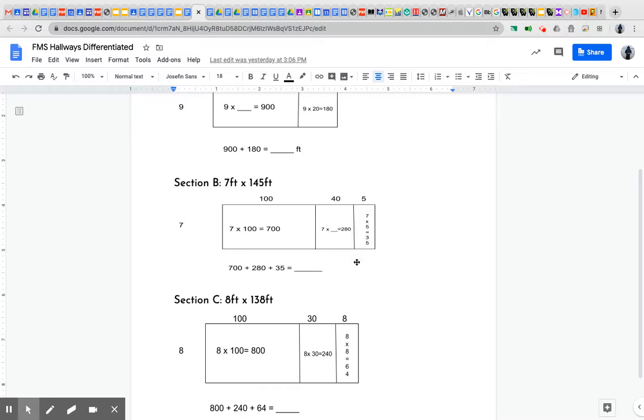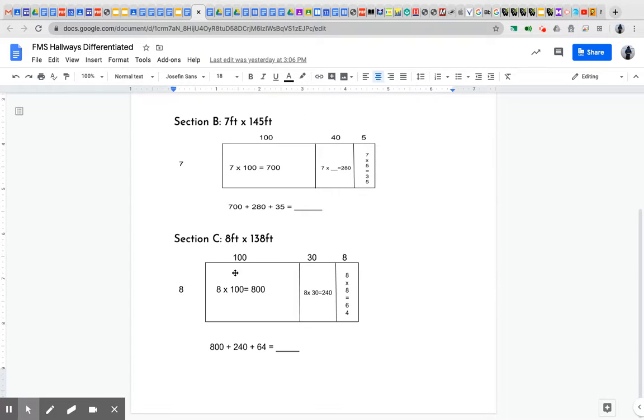Now, I just have to add up my partial products. 700 plus 280 plus 35. So what I would do here is I would add 35 to 280 to get 315, plus 700 would give me 1,015 for my total.